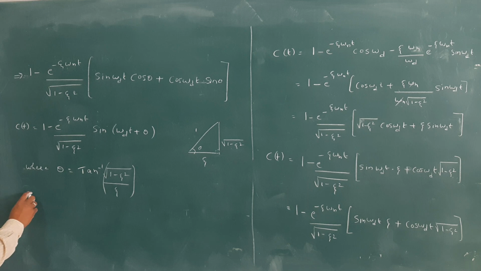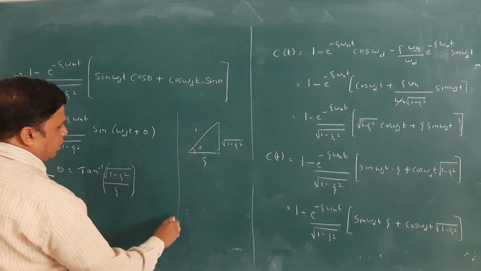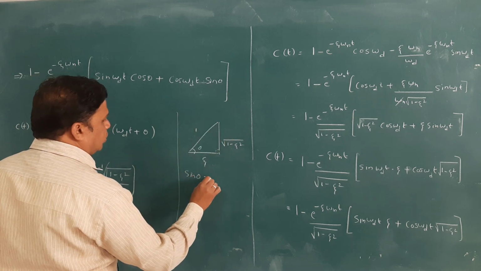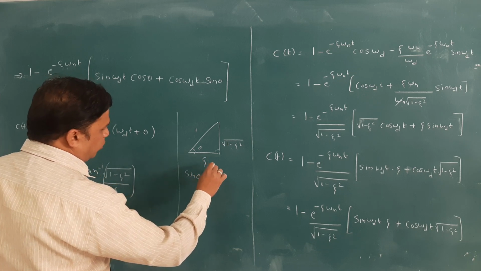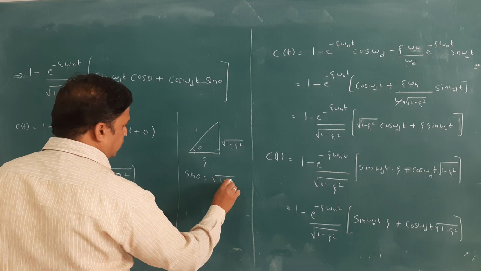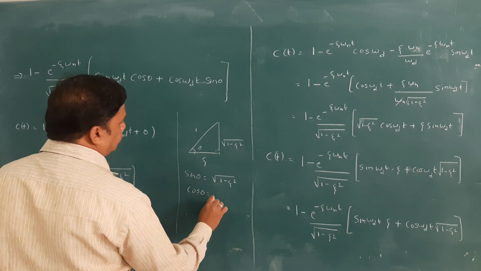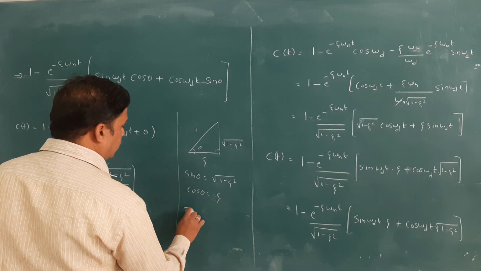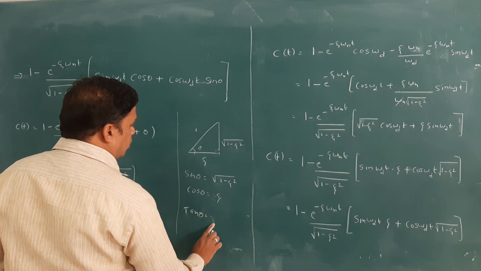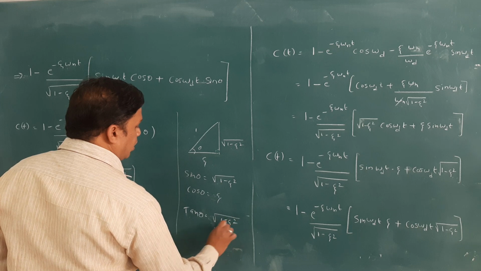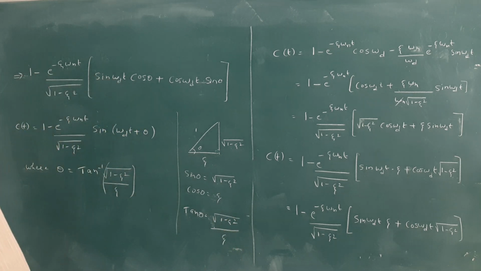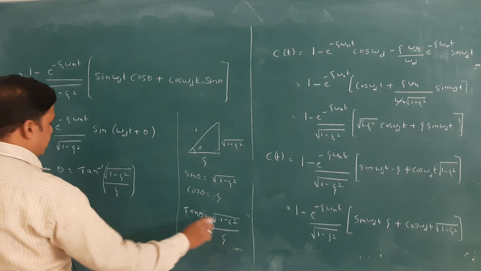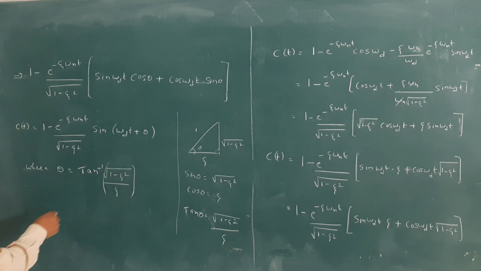Now the response, what is the response? If you have this particular triangle, by Pythagoras theorem for a right angle triangle, you can write sin theta is equal to square root of 1 minus zeta square, opposite side to theta by hypotenuse. Next, cos theta is equal to zeta, adjacent side to theta by hypotenuse, and tan theta is equal to square root of 1 minus zeta square by zeta. Therefore theta is equal to tan inverse of square root of 1 minus zeta square by zeta.